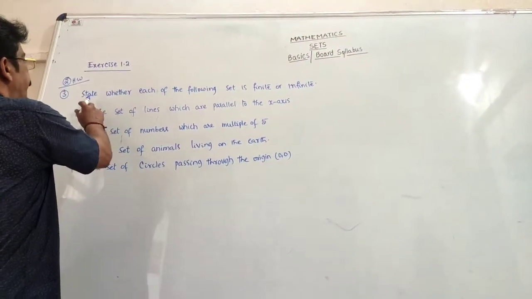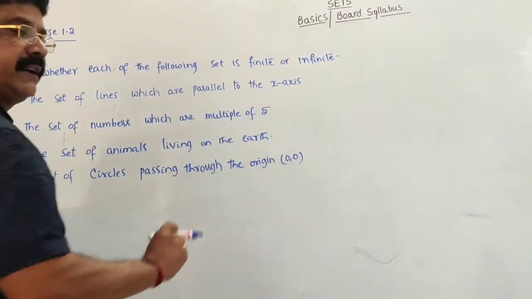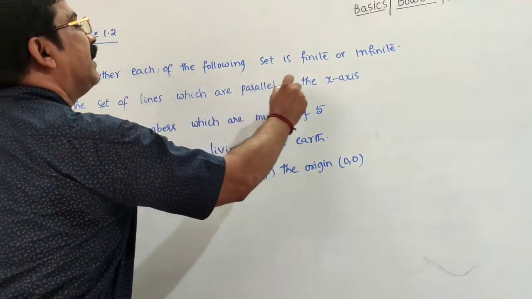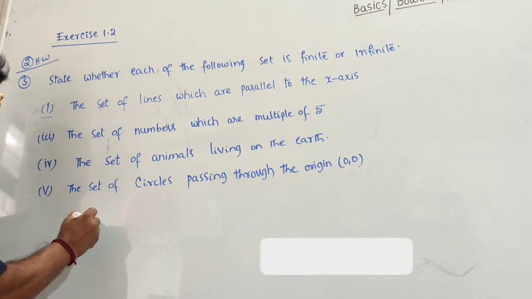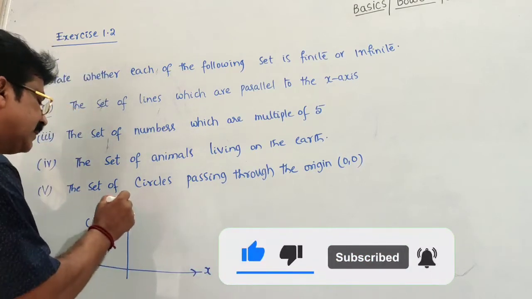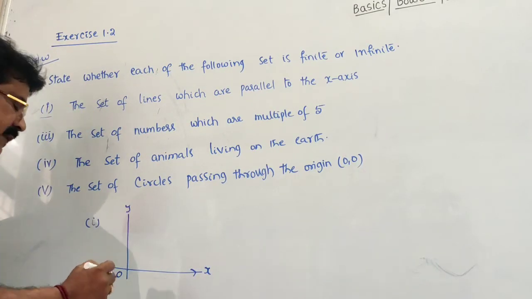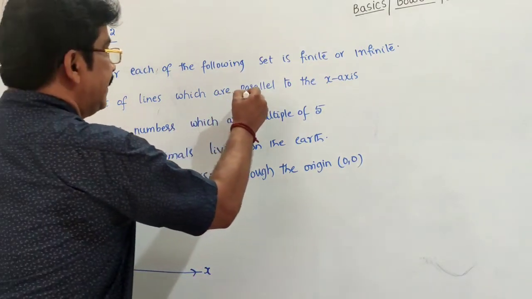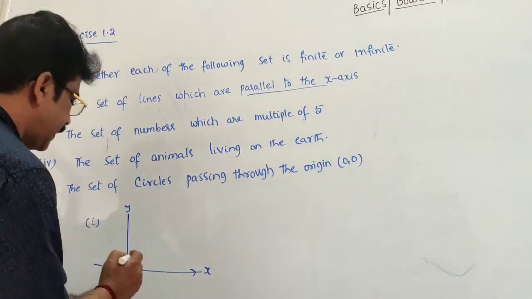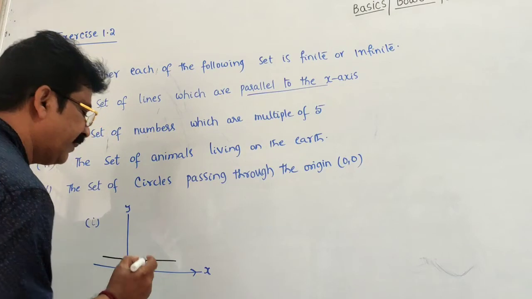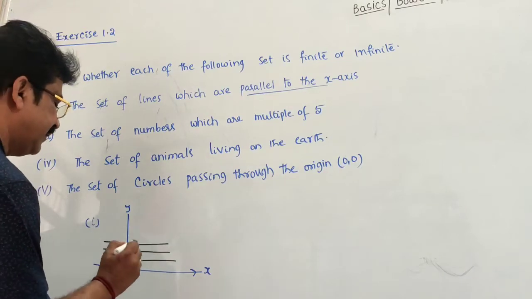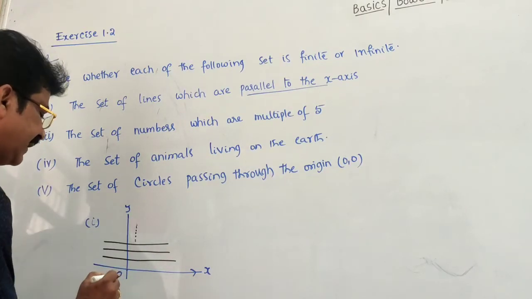Next, the question: State whether each of the following set is finite or infinite. Number 1. The set of lines which are parallel to the x-axis. So, explanation for first question. This is the x-axis and y-axis. Of course, it is origin. Parallel to the x-axis means we can draw like that. This line is parallel to x-axis. It is also parallel to x-axis. So we can draw infinite lines like that.